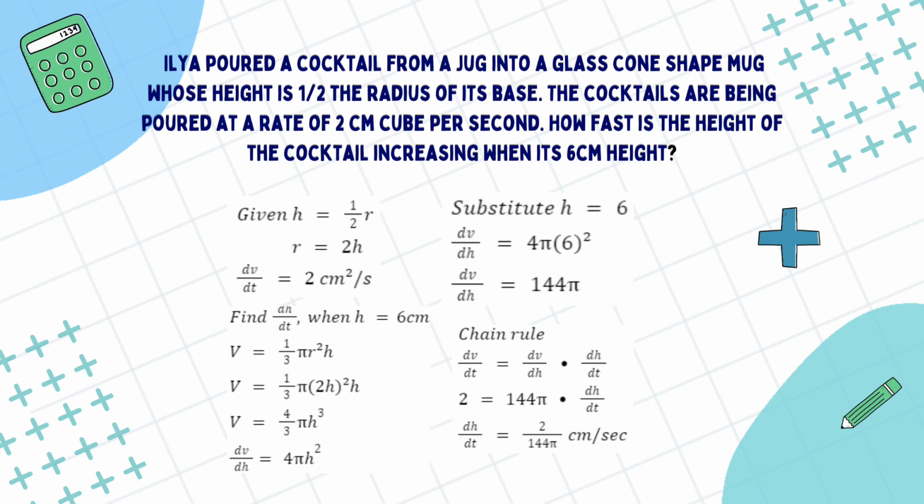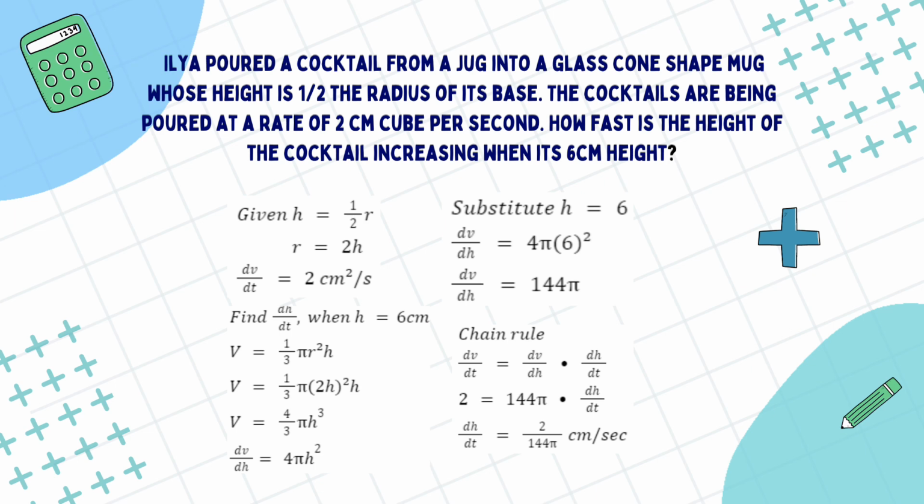So here we use the volume of a cone, which is V = 1/3 pi r squared h. Then we substitute the r from the first step into this formula. So V = 1/3 pi (2h) squared h. We get V = 4/3 pi h cubed. And after that, we differentiate them. dV over dh = 4 pi h squared.